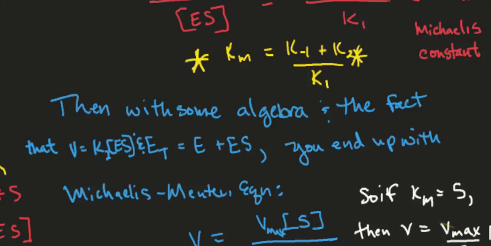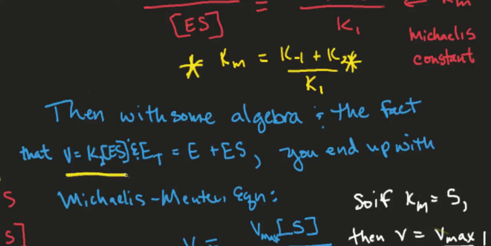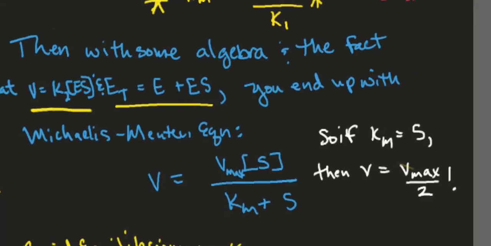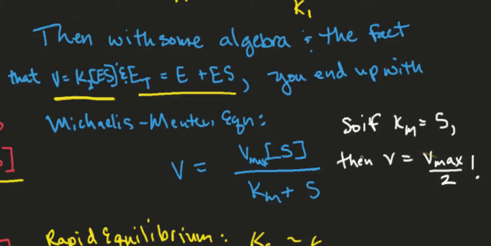And with some algebra, and the fact that velocity equals K2 times ES, and that total enzyme is the free enzyme plus the enzyme substrate complex, you end up with the Michaelis Menten equation, manipulated around a little bit. Definitely have to know this one. I will do some example videos in which you'll need to calculate either Vmax or Km given data.